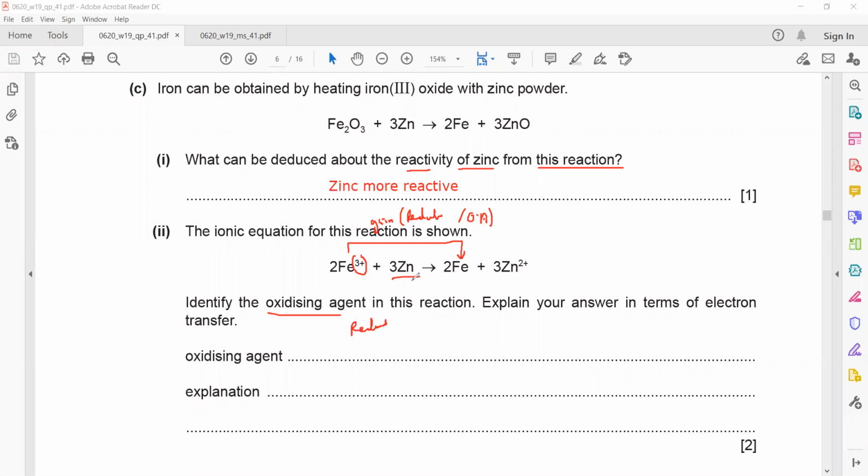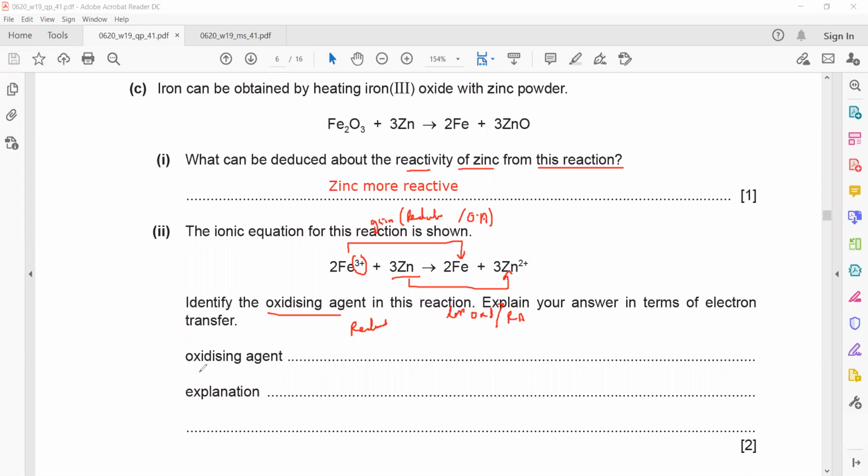For zinc, what happens? Zinc atom changes to zinc ion. When an atom changes to an ion, it means it loses electrons. Loss of electrons means oxidation. When a substance loses electrons, we call it oxidation. Itself, it is acting like a reducing agent or reductant.